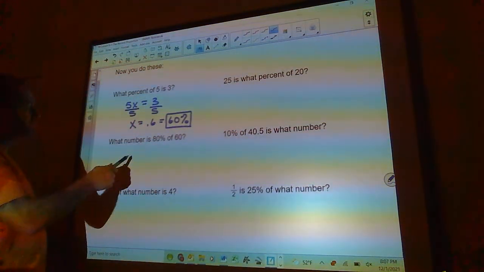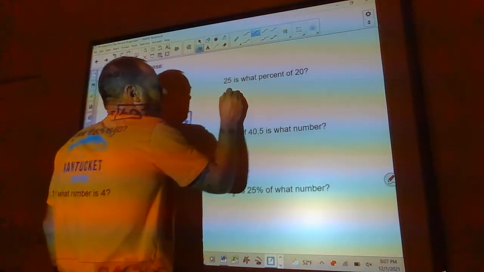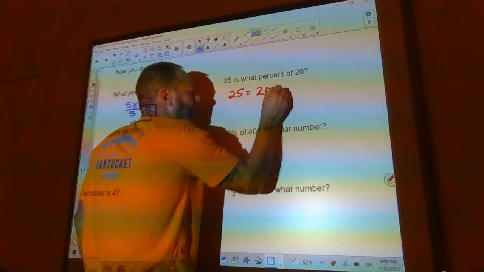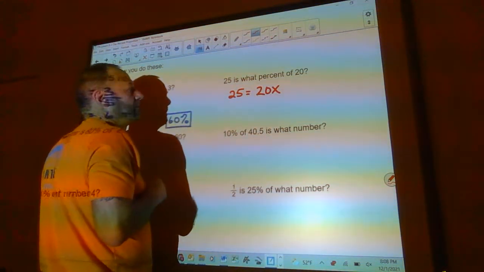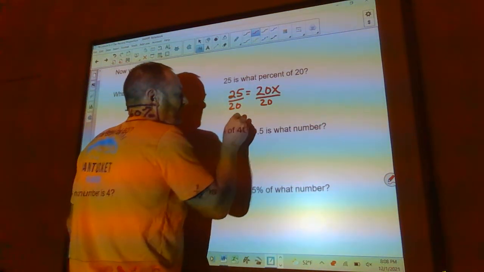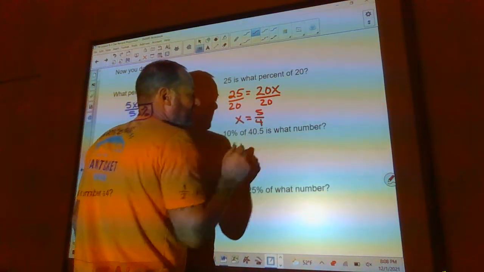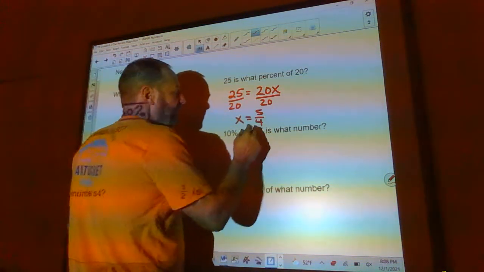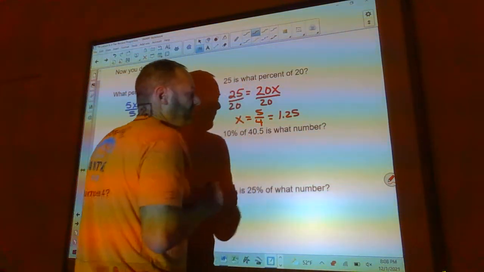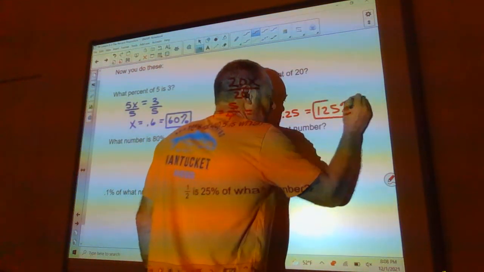Let's see. 25 is what percent of 20? Okay, so 25 is what percent of 20? That's 20x equals 25. Okay, so I'm going to go ahead and divide that by 20. X is going to be, let's see, 5 goes in there 5 times, and 5 goes in there 4 times. Well, if I divide that, 5/4 is 1.25, which is 125%.